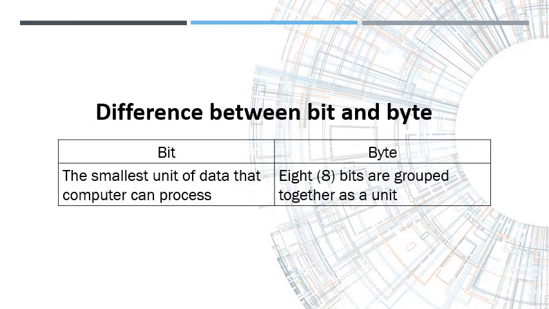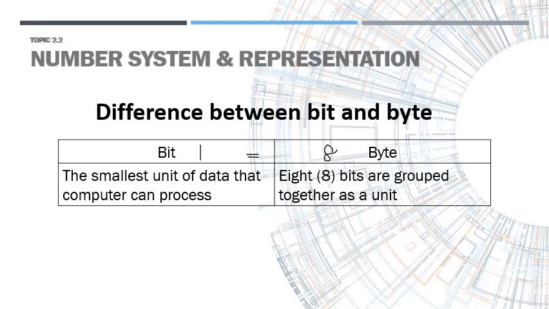Alright, what is the difference between bit and byte? A bit is the smallest unit of data which the computer can process, and a byte is 8 bits grouped together as a unit. So 1 byte equals 8 bits. Okay, that is the meaning of bit and byte.